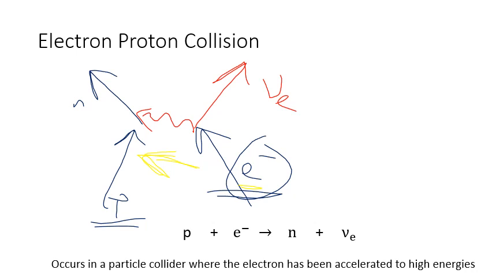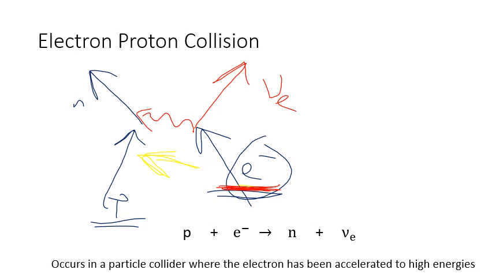So electron-proton collision is the same thing as electron capture, except this time the energy comes from the electron. The electron has been accelerated up to massive energies in a particle collider, and therefore the electron is the one now with the energy, and therefore our W originates with the electron.